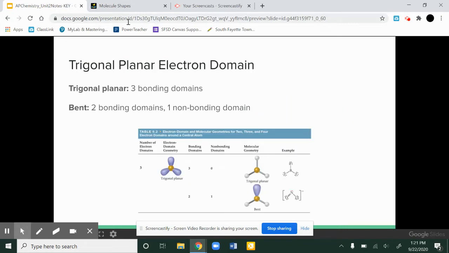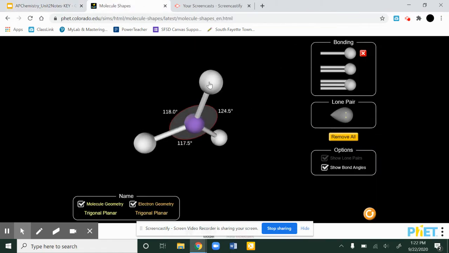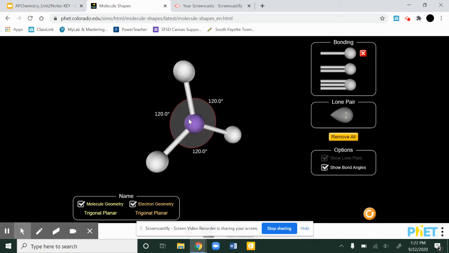Trigonal planar electron geometry is when we have 3 total electron domains. There are 2 possible sub-geometries that we can have, trigonal planar and bent. 3 total domains are going to orient themselves in a 360-degree circle. However, the shape of the molecule is going to look triangular, trigonal planar.